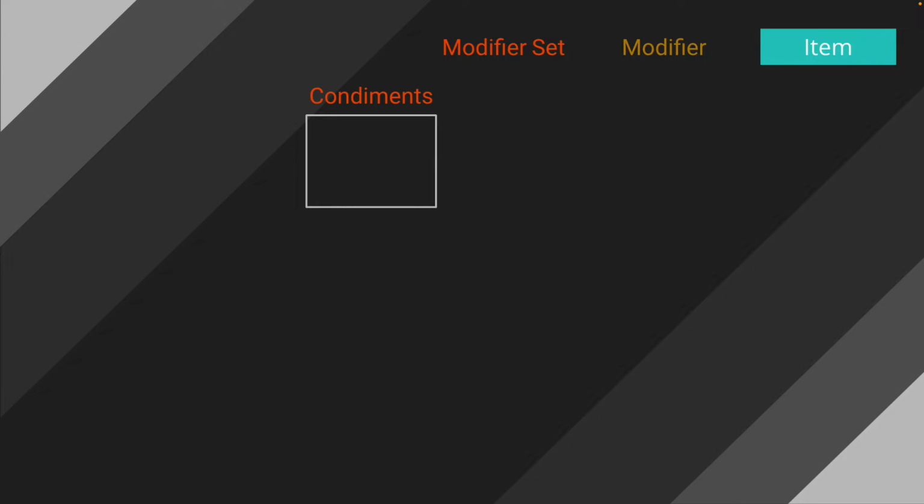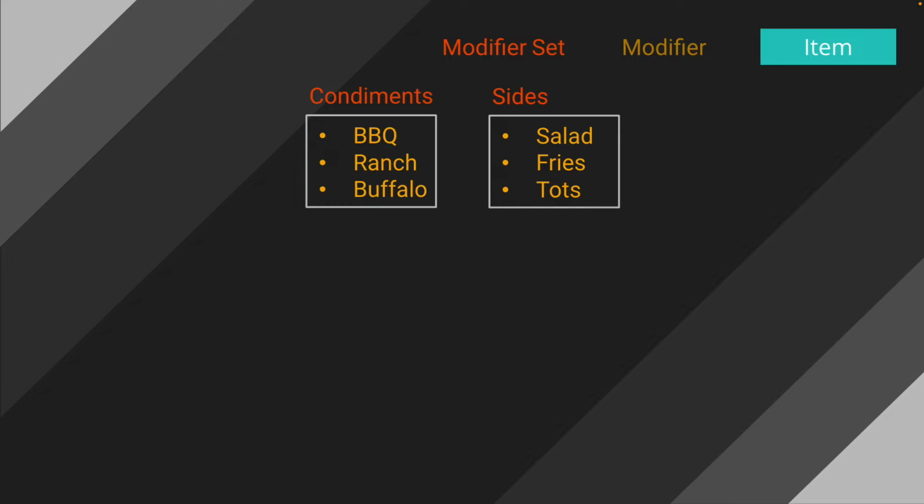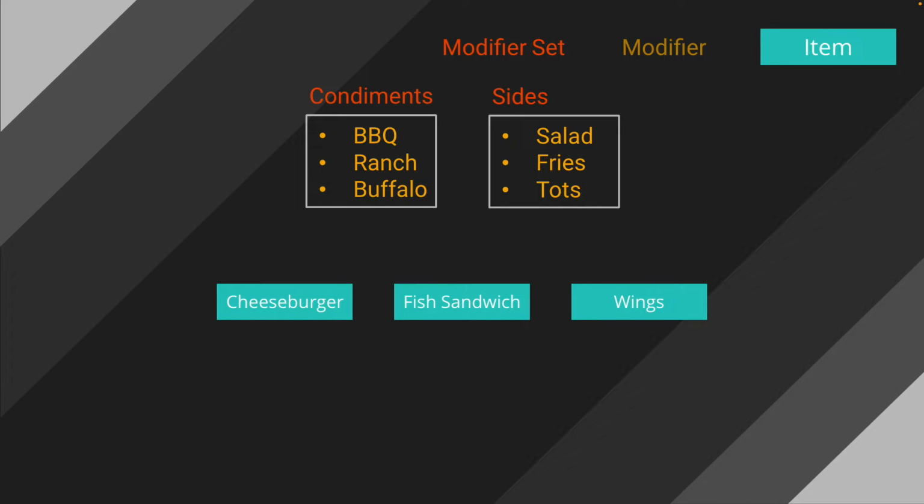So now what I'm going to show you is how the modifiers interact with an item. We have three things that interact with each other: the modifier set, a modifier individually, which exists inside the modifier set, and then the item. Say we have a modifier set called condiments, with three items on it: barbecue, ranch, buffalo. Then we have another modifier set called sides, with salad, fries, and tots, which is of course tater tots. And in this scenario we have three different items: cheeseburger, fish sandwich, and wings.